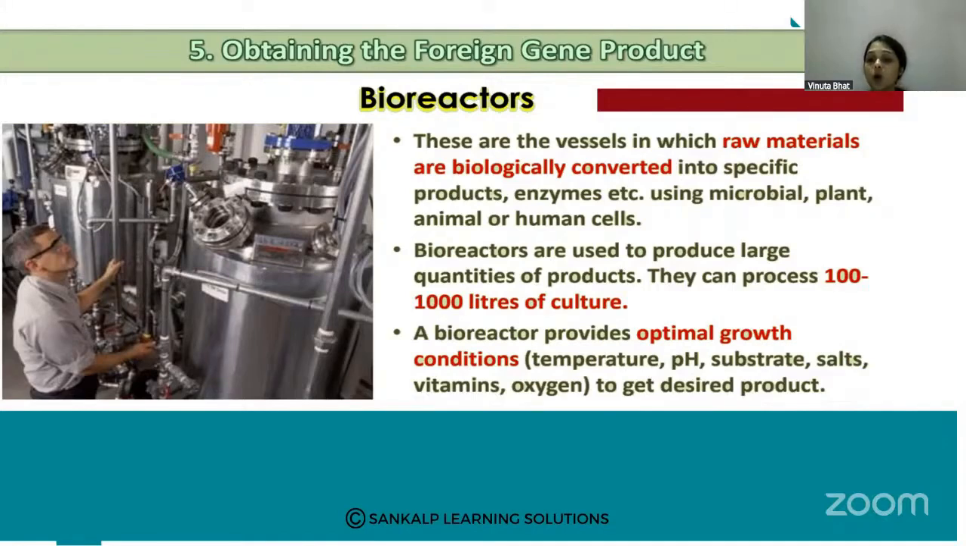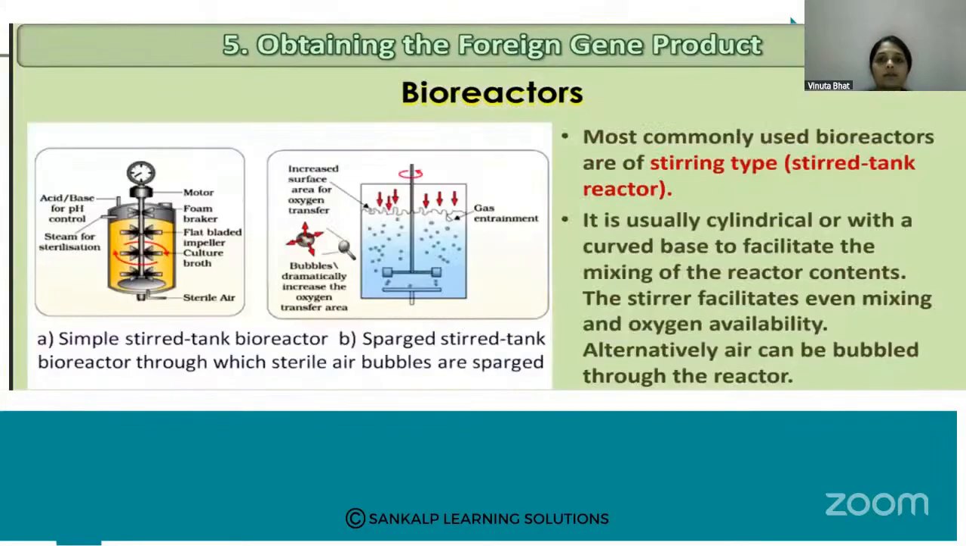Bioreactors provide optimal growth conditions: temperature, pH, substrate, salt, vitamins, and oxygen to get the desired product. It is providing the optimal conditions to get the desired products. So that is also helping to obtain the desired gene product.